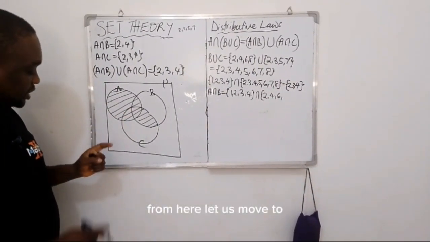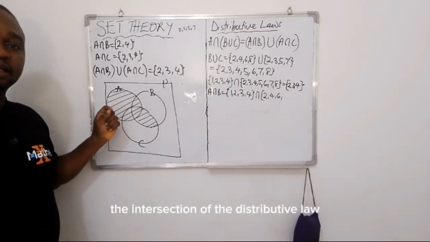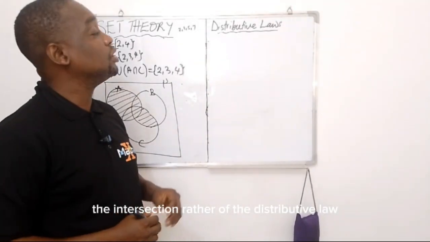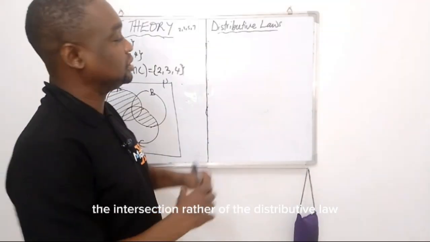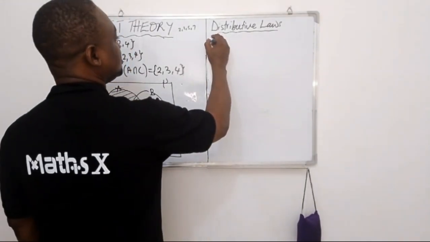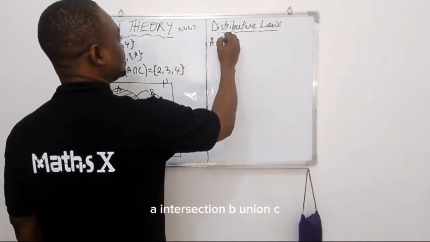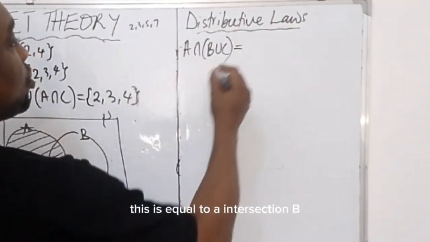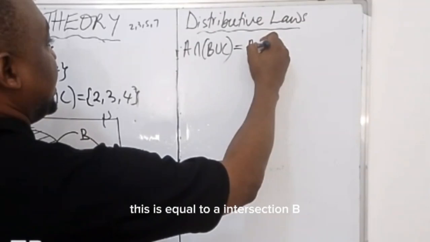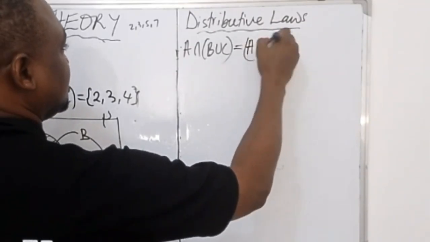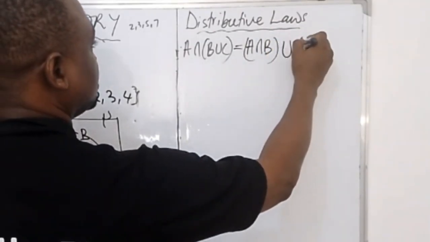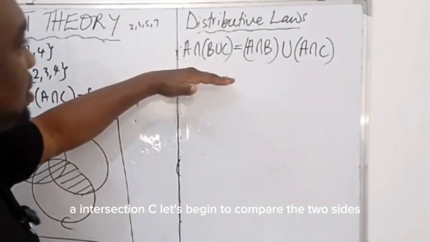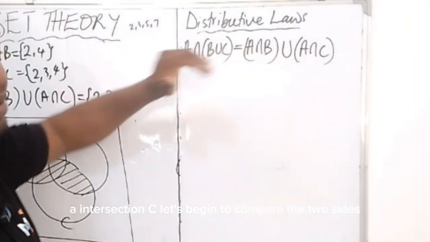From here, let us move to the intersection of the distributive law. For the intersection, rather, of the distributive law, the expression is like this: A intersection B union C is equal to A intersection B union A intersection C. Let's begin to compare the two sides.